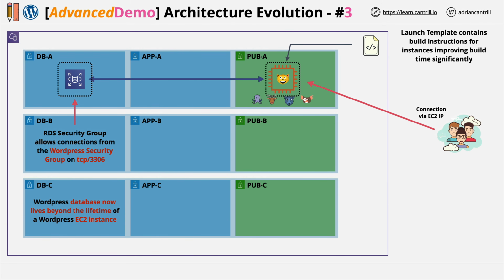It also means that the data in the database lives past the lifecycle of the EC2 instance, and this is required for later stages in the demo where we want to scale in and out based on load. So let's go ahead and do that.